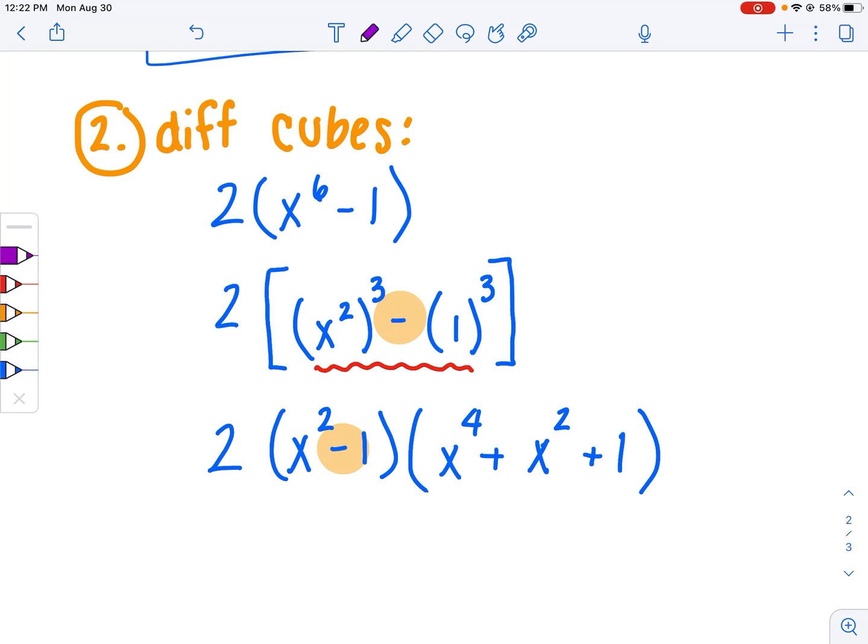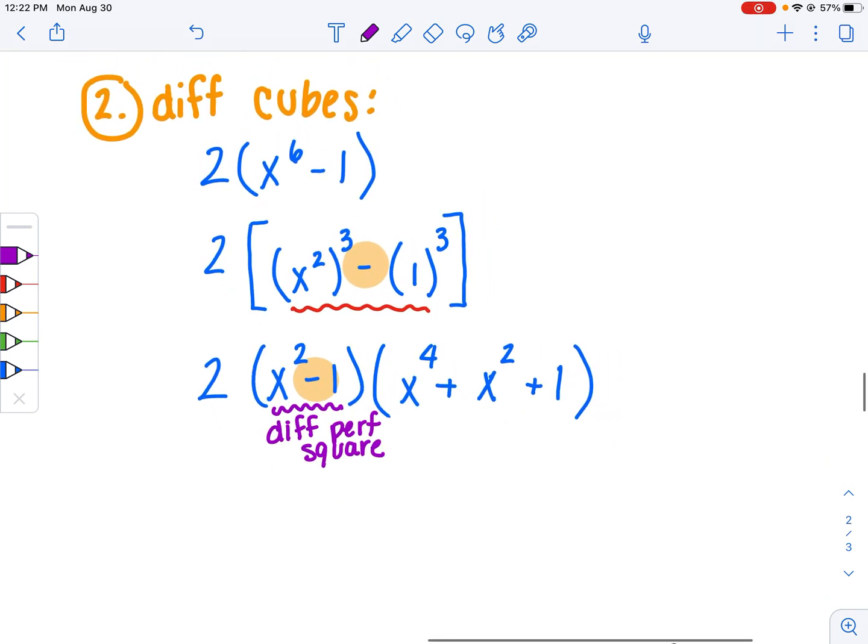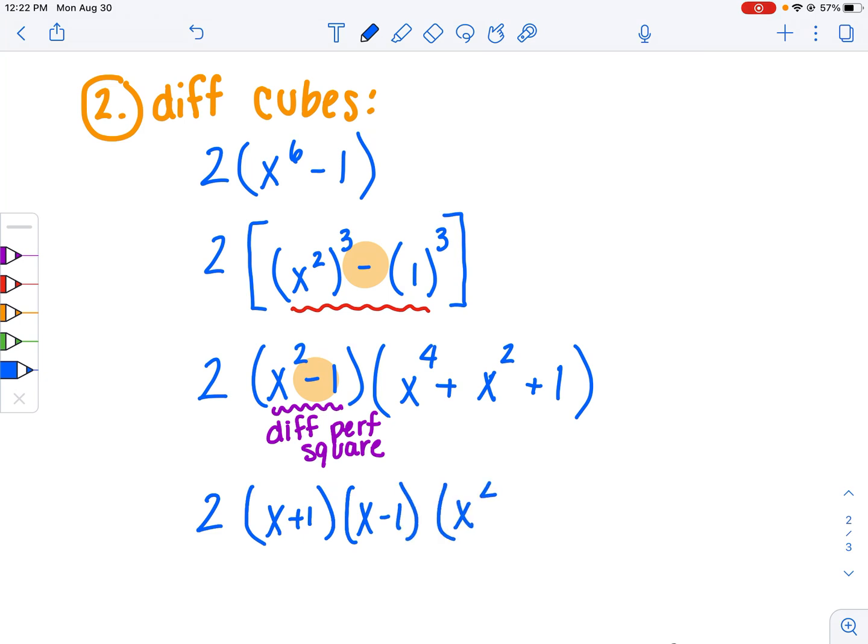Now I'm almost done, except for right here is a difference of perfect squares. So you have to keep simplifying whenever you can. This is just x plus 1, x minus 1, and that whole trinomial just comes down for the ride.